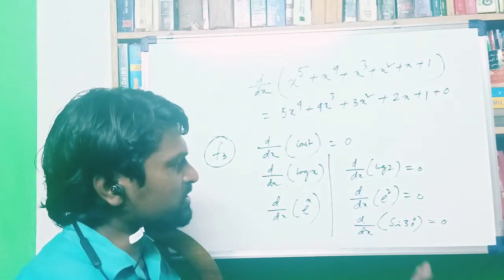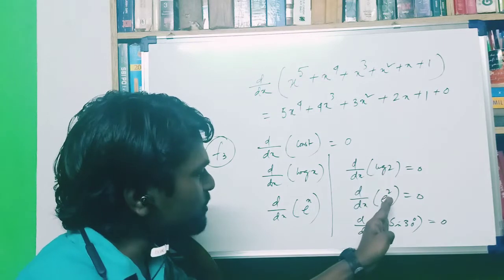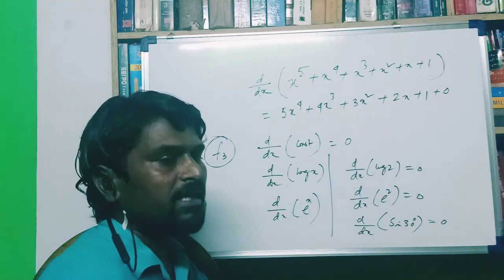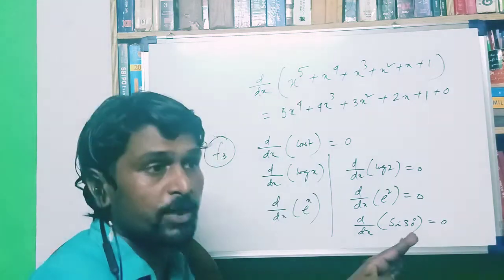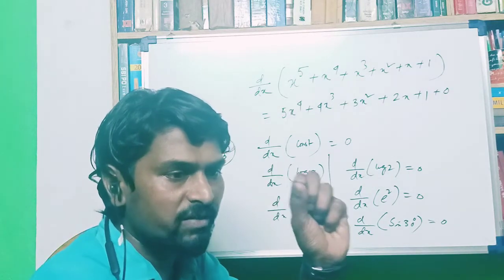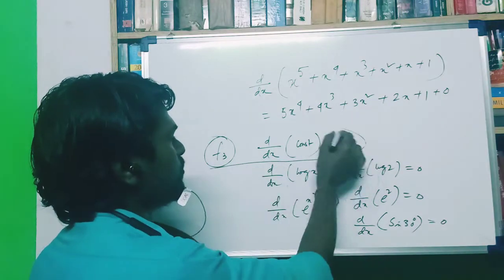In the similar way, d/dx of log 2, d/dx of e to the power 2, d/dx of sine 30, d/dx of tan 60 degree, d/dx of cosec 60 degree. These are not trigonometric functions; they are fixed values. So the differentiation of a constant is 0. This is the third formula.